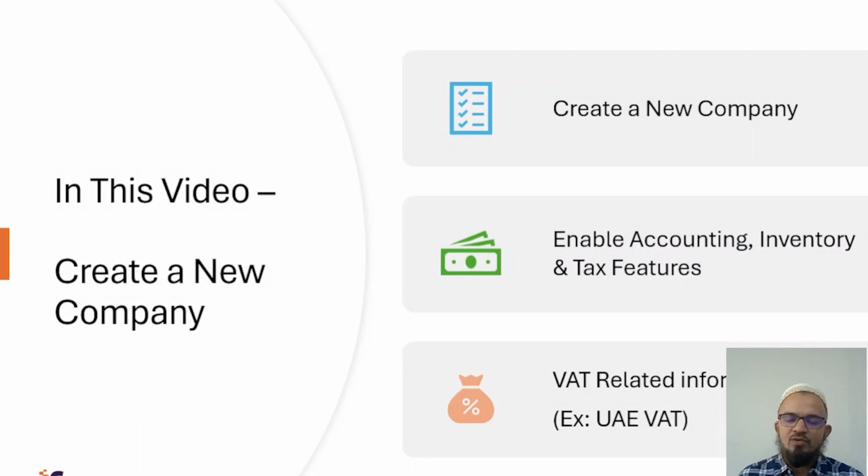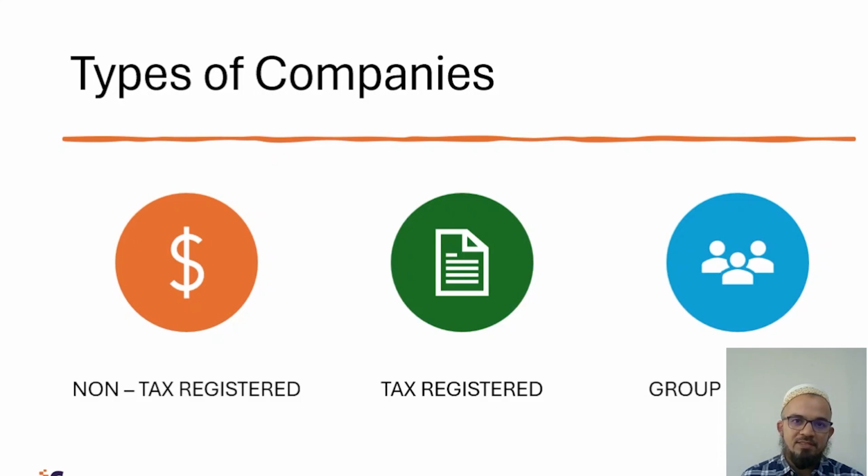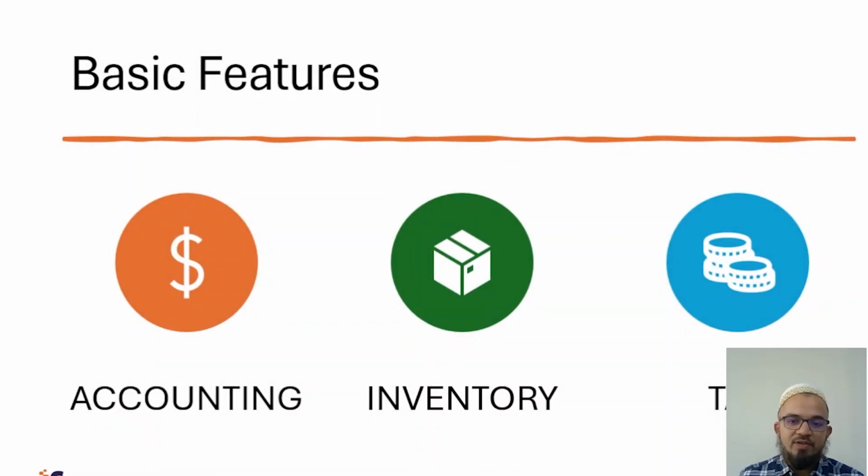So in this video, we are going to look at very quickly creating a new company, enabling certain features like accounting, inventory and tax. And we are going to look at the basic features for now. And then we are going to enter the tax related information for your company. For types of companies that you can create in Tally: non-tax registered, tax registered and group companies. So maybe you are going to create multiple companies in UAE in the Tally software, and then you decide to create a group company to see the results of overall group companies in terms of the profit and loss, balance sheet or trial balance. And we are going to look at basic features of accounting, inventory and tax.